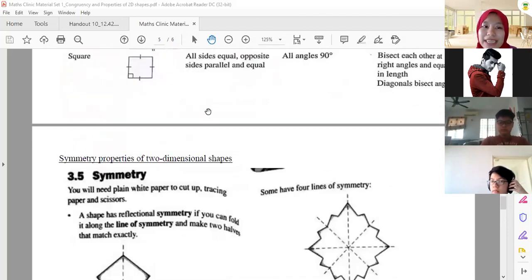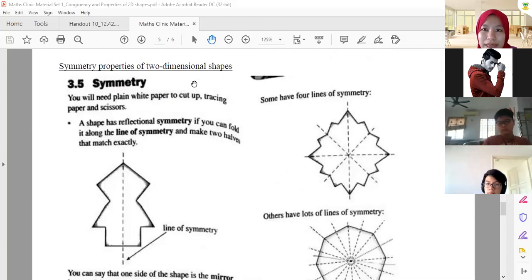Okay, symmetry. Your friend asked about symmetry in the beginning of the class. Symmetry, you have two types of symmetry. Rotational, reflection. Rotational is when you rotate. Reflection is when you have a mirror, a line mirror there.